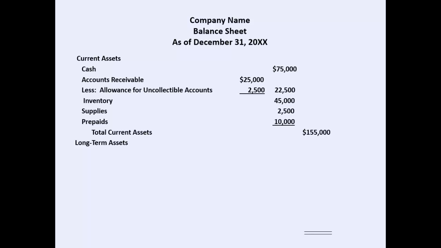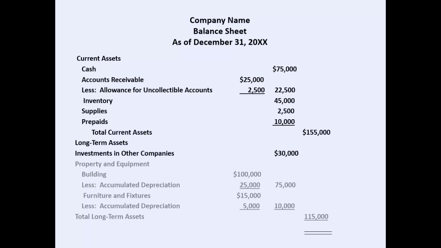So looking at a balance sheet, the entire balance sheet example we're going to look at is a little too large for one screen, so this is just the asset side. Current assets and long-term assets. Long-term assets are then broken down into investments in other companies, property, plant, and equipment, and then you could have intangible assets after this. Total assets, for this example, is 270.